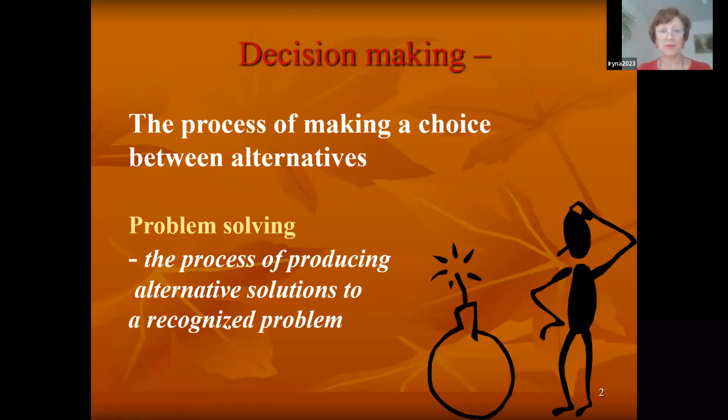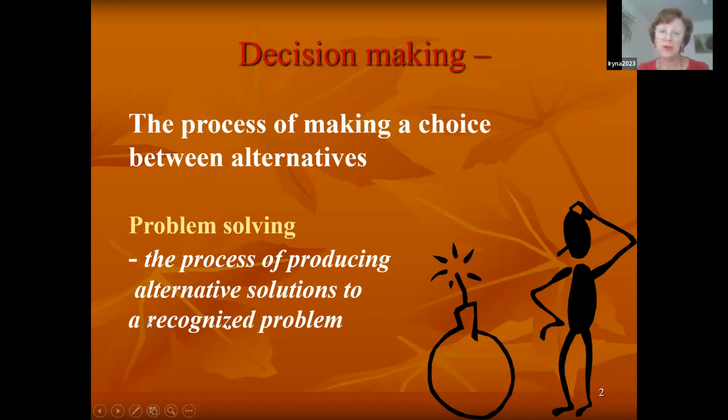Decision-making is a process. And very often we do not differentiate between decision-making and problem-solving, but there is a difference. Decision-making is the process of making a choice between alternatives. You have a number of options and you make a choice. This is decision-making. While problem-solving is a process of generating alternative solutions to a recognized problem. So decision-making in this definition looks like the next step after problem solving.